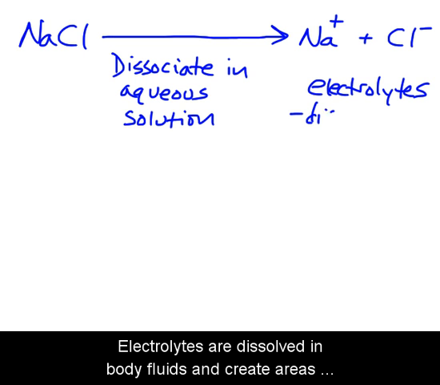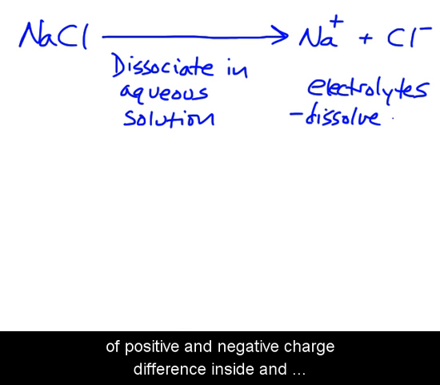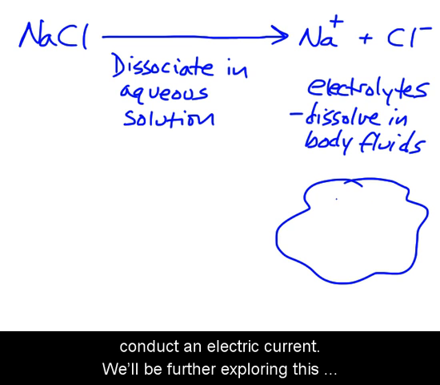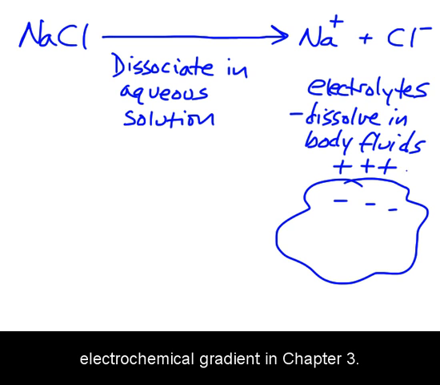Electrolytes are dissolved in body fluids and create areas of positive and negative charge difference inside and outside of a cell, and because of this are able to conduct an electric current. We'll be further exploring this electrochemical gradient in Chapter 3.